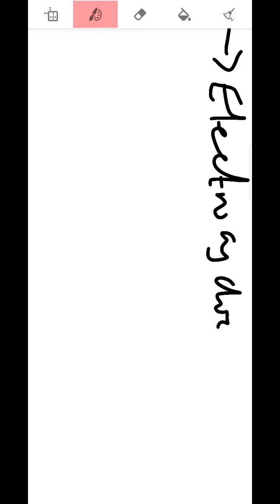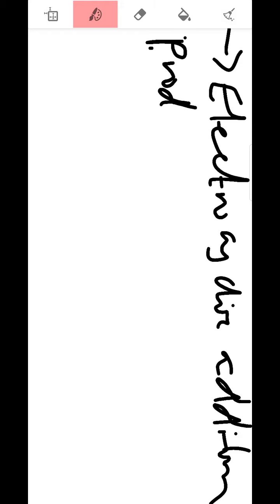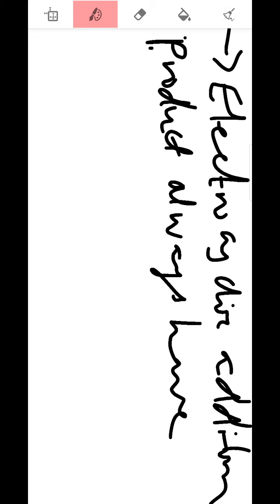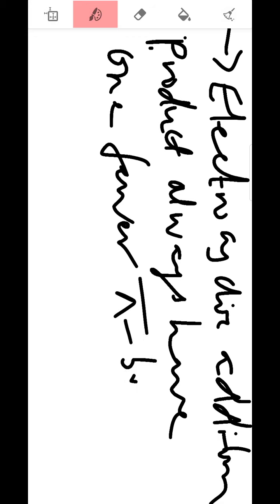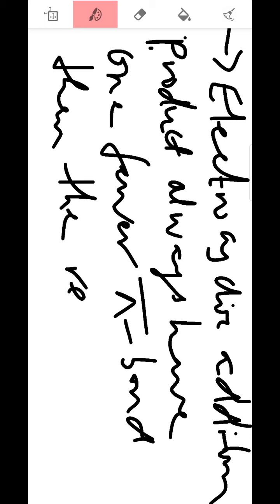Now, the first one there, the electrocyclic reaction. In an electrocyclic reaction, what you need to note, and it is important, is that the product of the reaction always has one fewer pi bond than the reactant. So note that at the end of the final product.